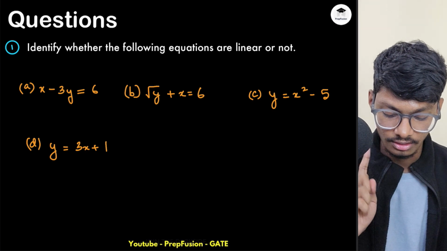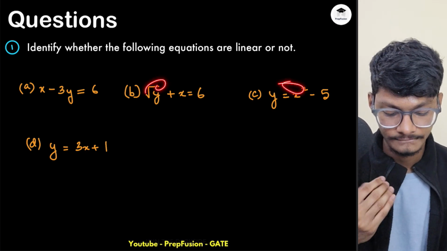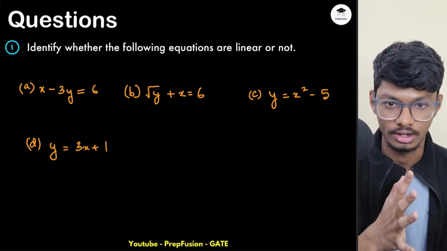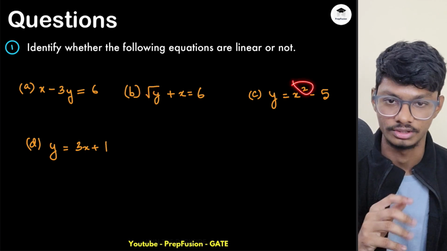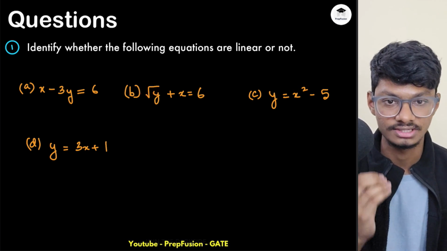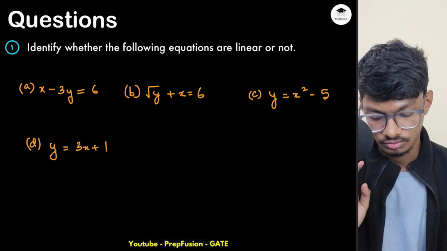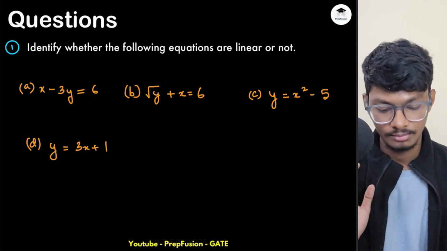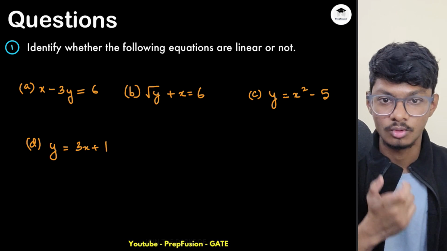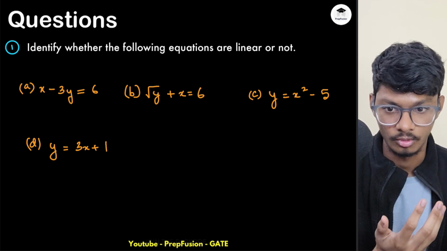Because here the powers of my variables are not 1, it is half here and it is 2 here, so they do not satisfy the condition for being a linear equation. So these two are gone, okay, but let's plot it and understand more about it in depth.